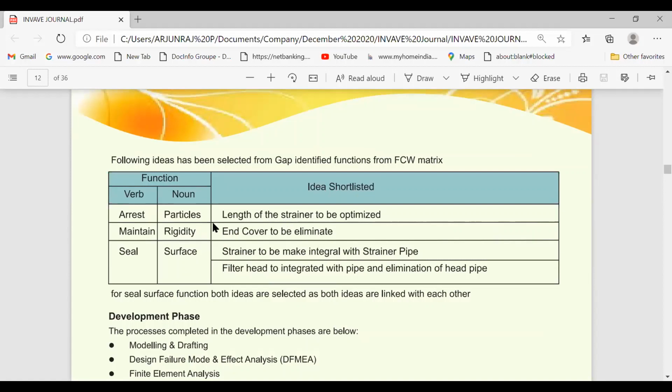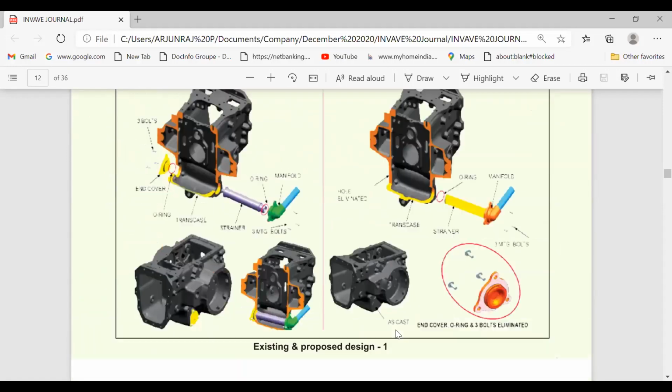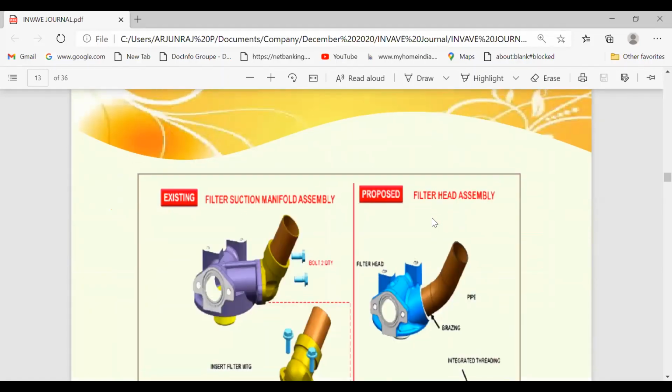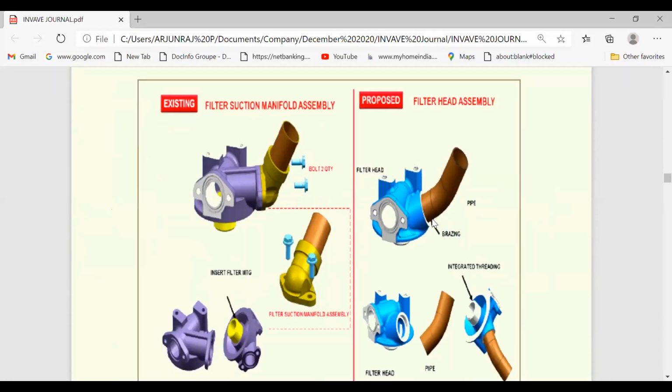This is the final idea they have shortlisted: to reduce the length of the strainer, to eliminate the end cover, to make the strainer integral with the strainer pipe, and also to have the filter head integrated with the pipe to eliminate the pipe. This is the final proposal. This is the existing design. This is the modified design.